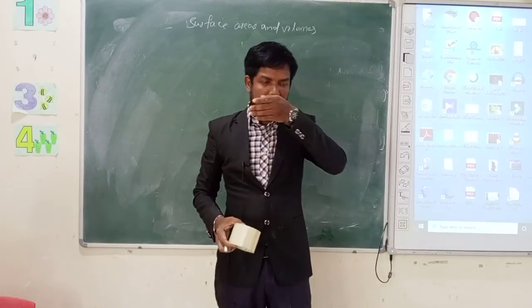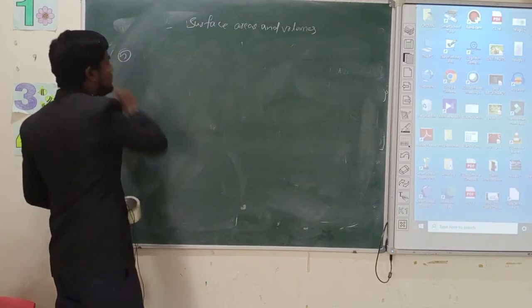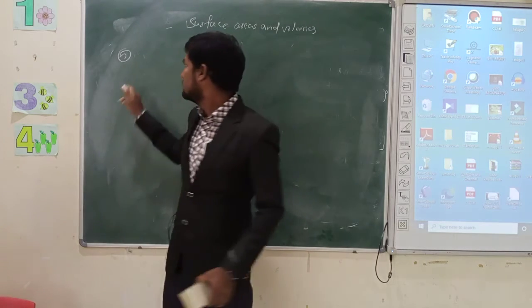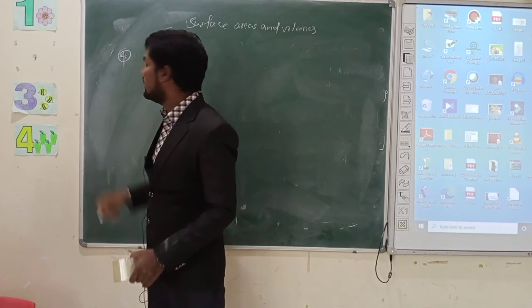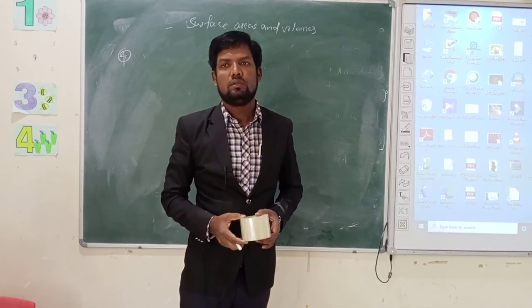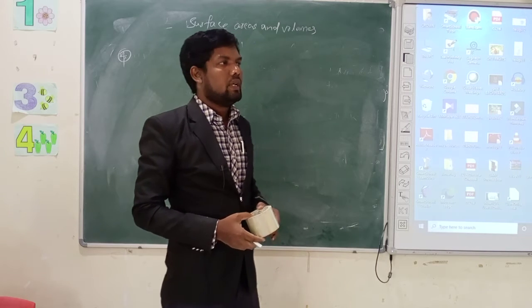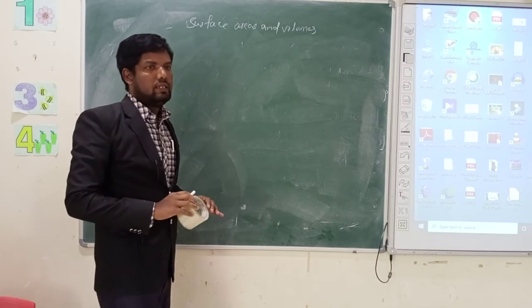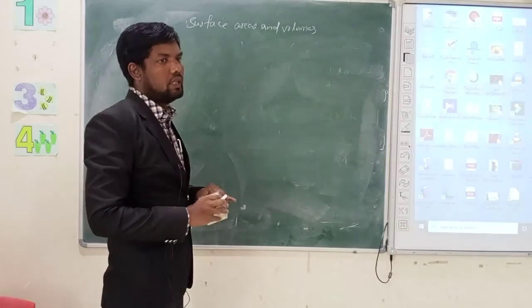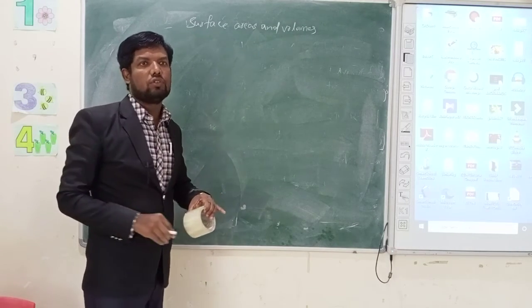See here, the fourth question. The diameter of the roller is 84 centimeters, and length is 120 centimeters. It takes 500 complete revolutions to move once over the playground. Find the area of the playground in meter square.